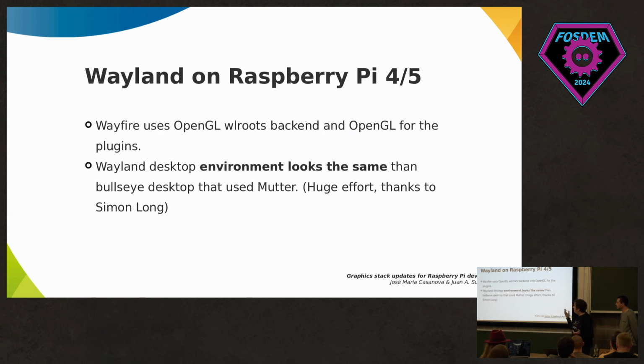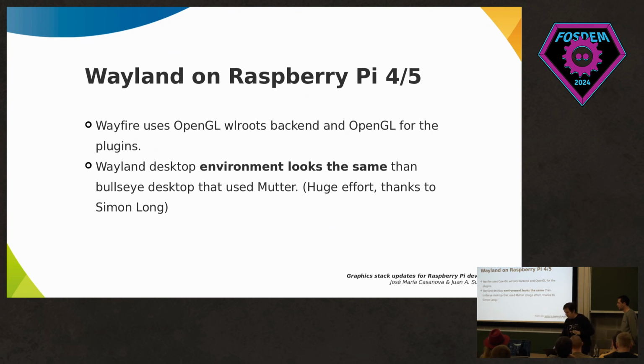Wayfire is using OpenGL for doing the composition. It's based on the wlroots backend. We use OpenGL, but it's quite tied to OpenGL, so all the plugins are implemented there using the OpenGL API. One of the most important things we did in this transition from Bullseye to Bookworm was that the user experience doesn't change a lot.